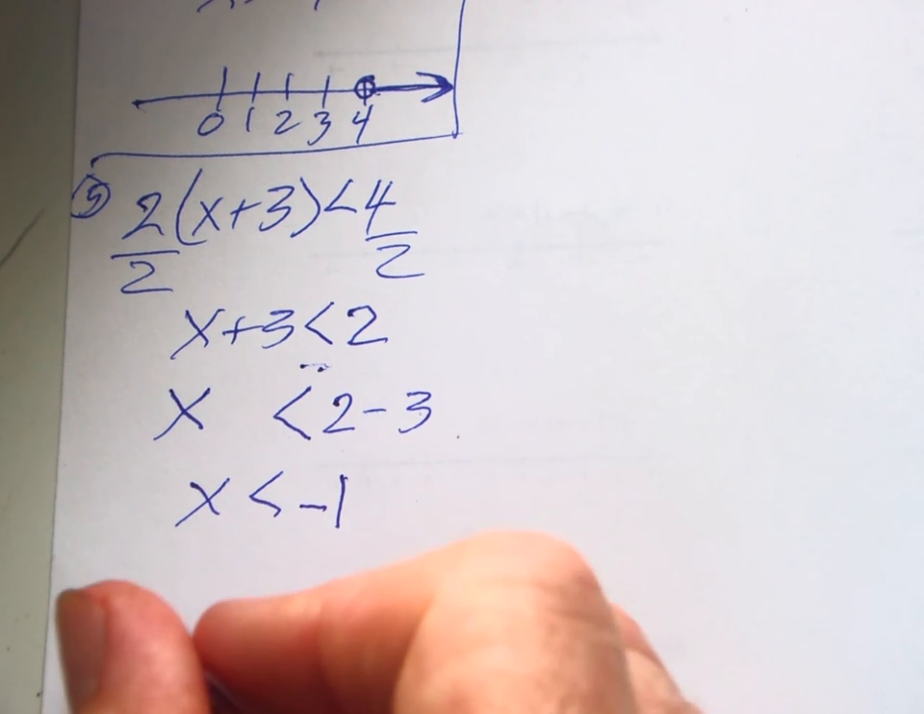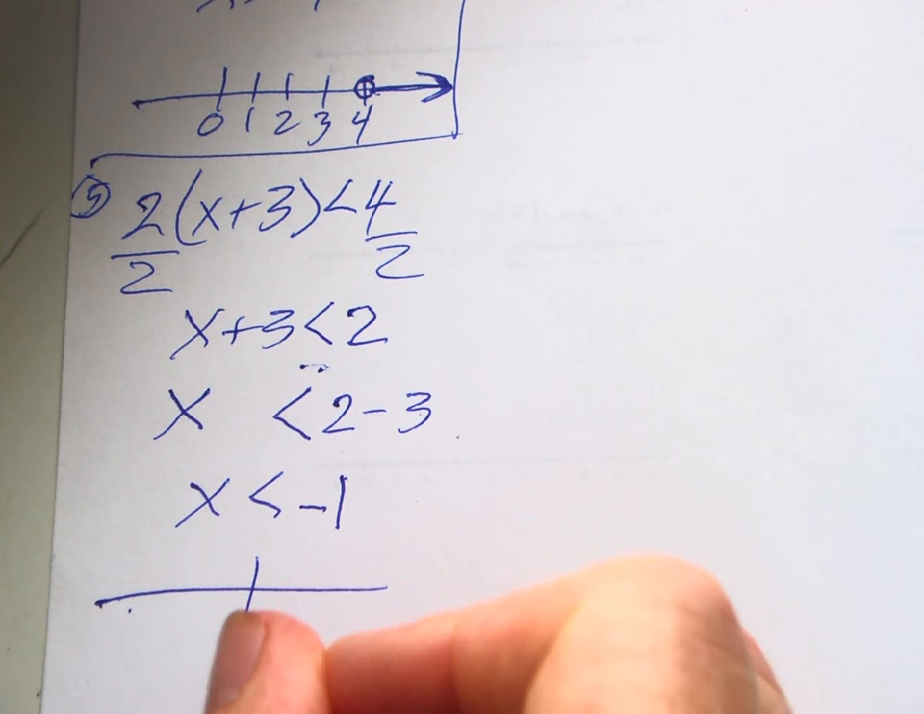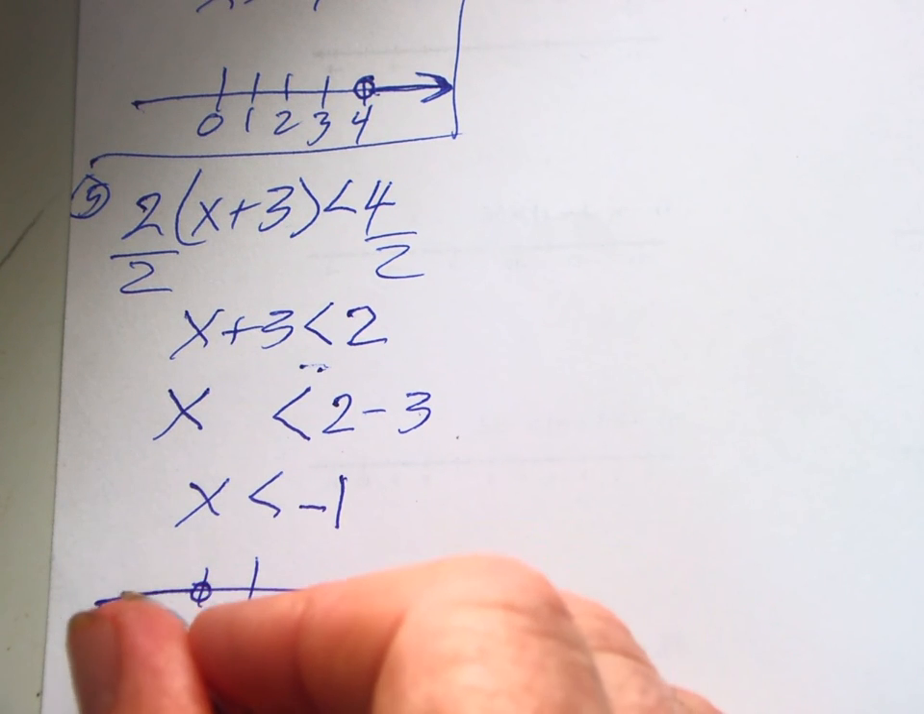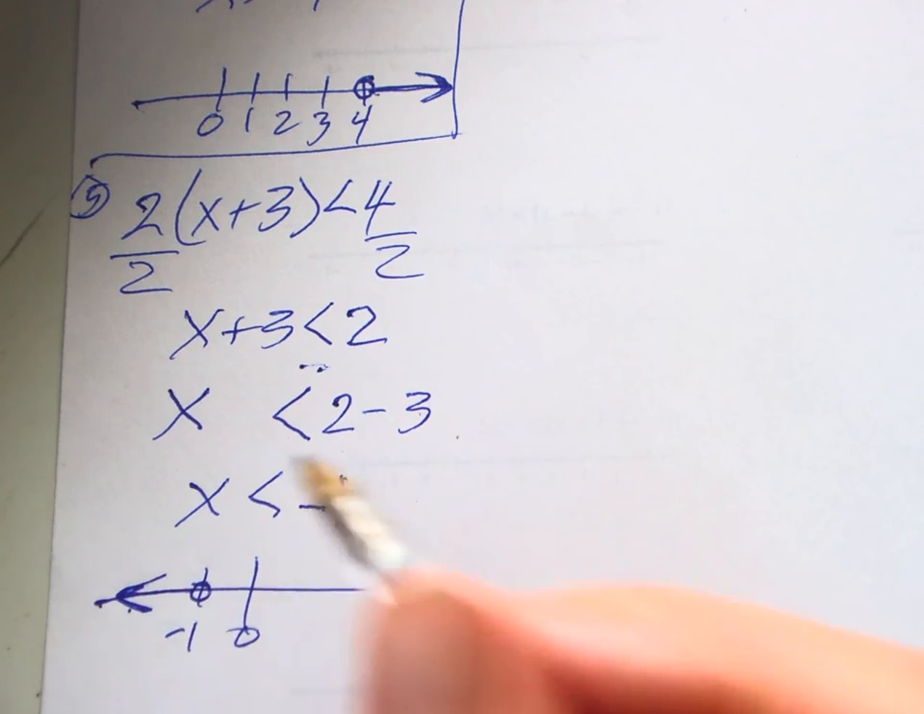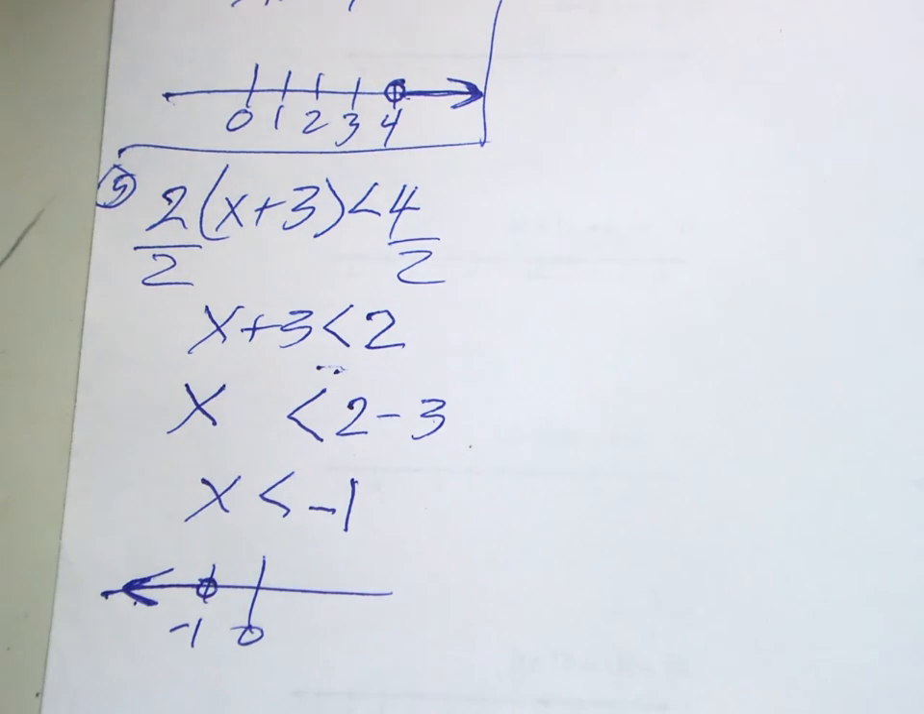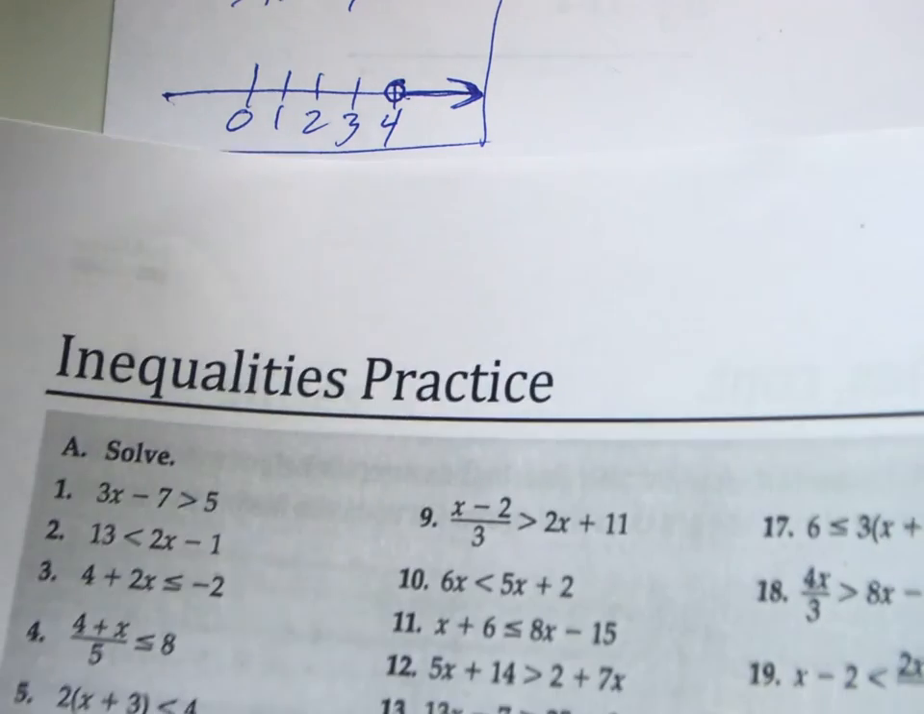Again, if you were graphing, that's the 0. This would be the minus 1. You'd circle the minus 1 and go that way. That was number 5. Now what did I say? We're going to skip to number 9.